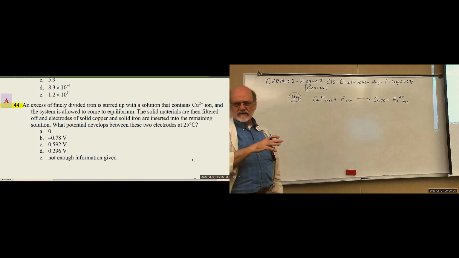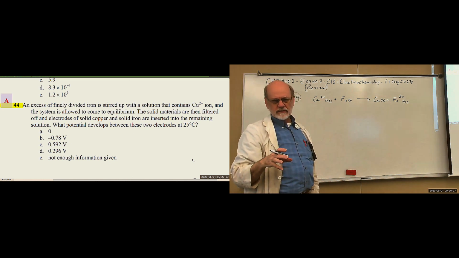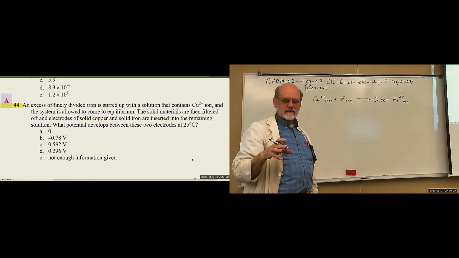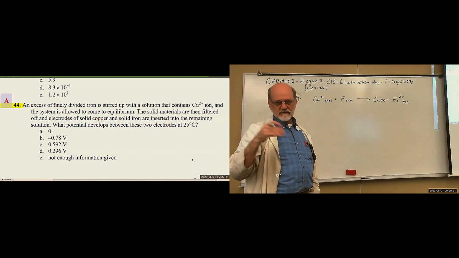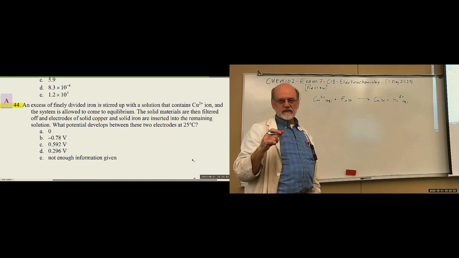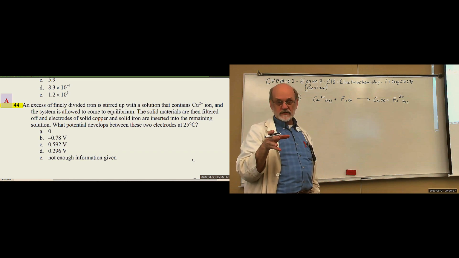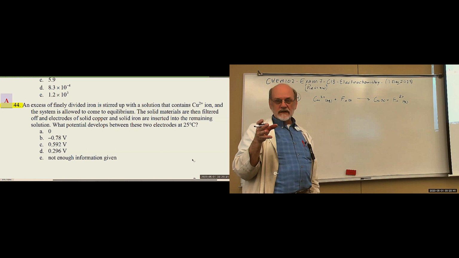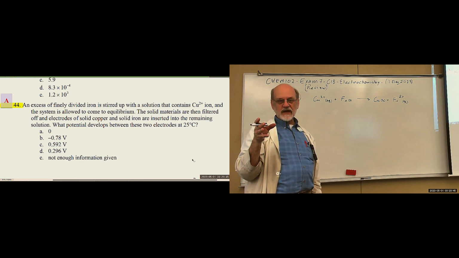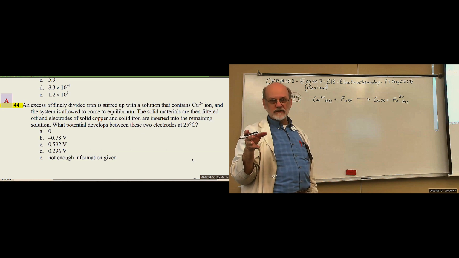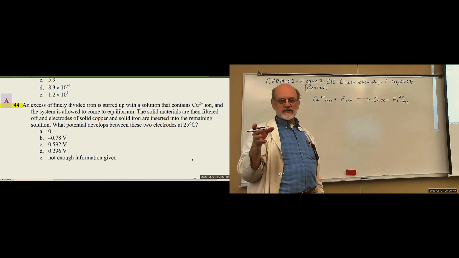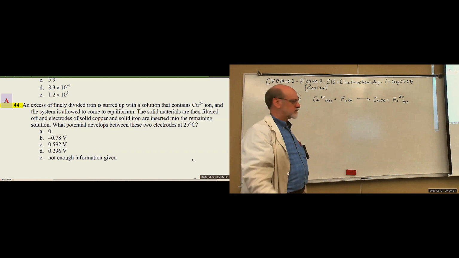Okay, if we do that and let it come to equilibrium, and then you filter out any of the solids. Oh, it does tell you solid copper and solid iron are still in solution. And then you insert into the remaining solution solid copper and solid iron electrodes. What potential develops between the 2 electrodes?